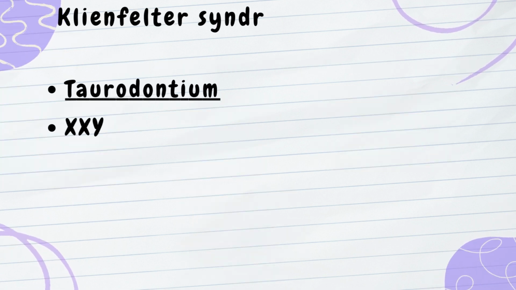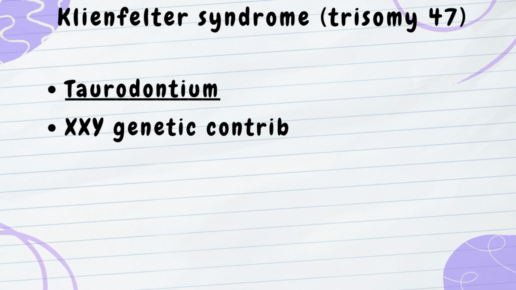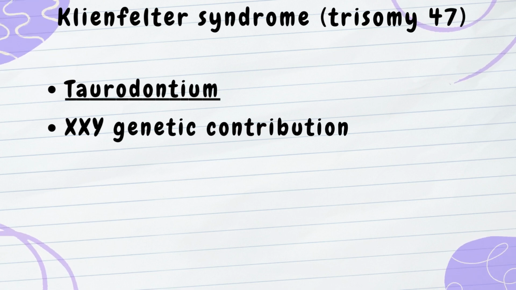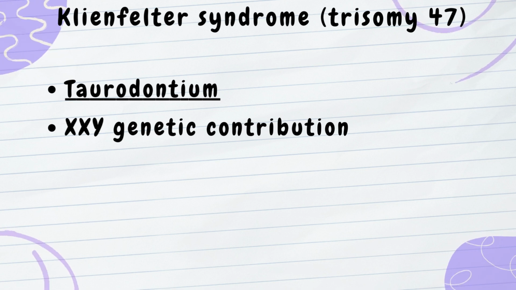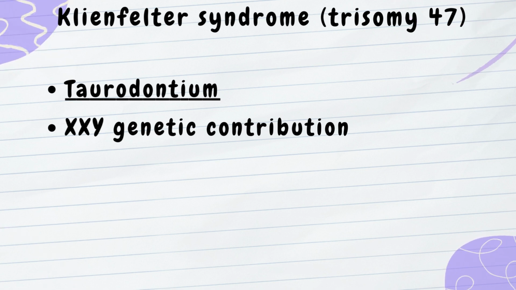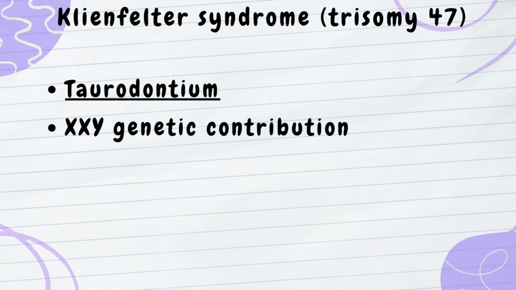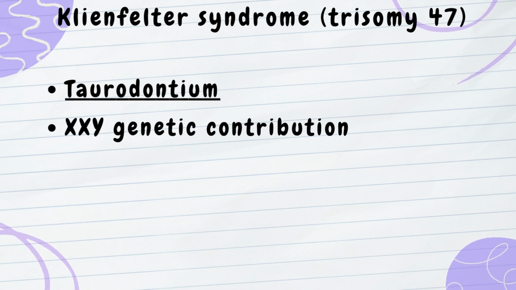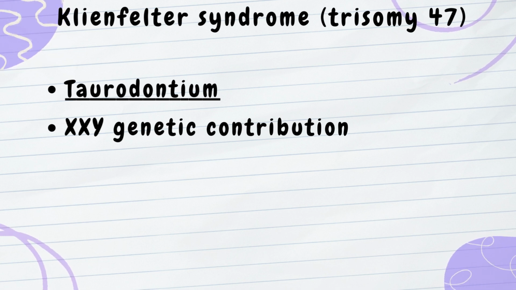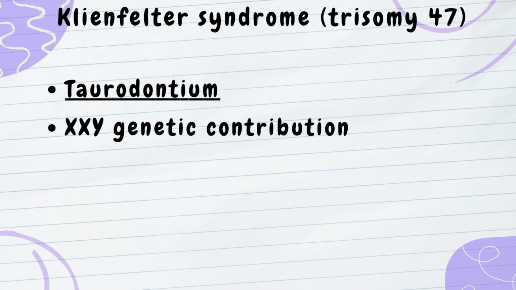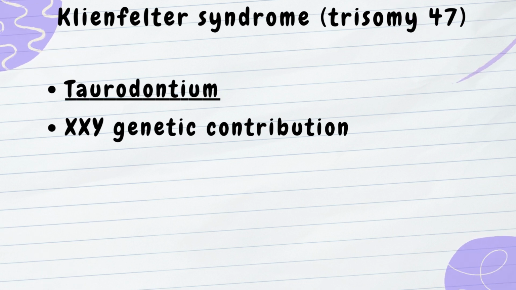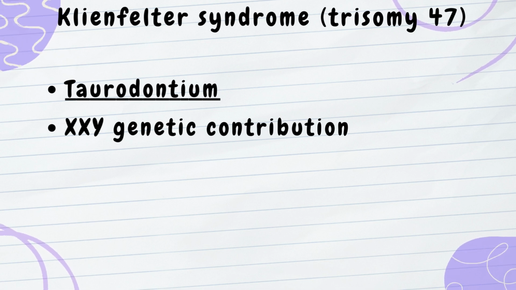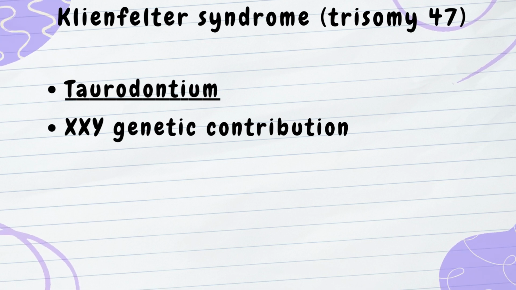Now, Klinefelter syndrome, which is also called trisomy 47. In this, the main and very important dental anomaly you can see is taurodontism. So, what is taurodontism? I have shown the image of taurodontism in the next slide. And the second very important point is the double XY genetic contribution. So, the patient has an extra X in his genes.